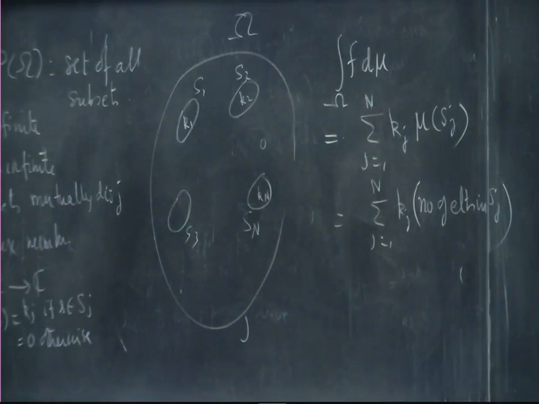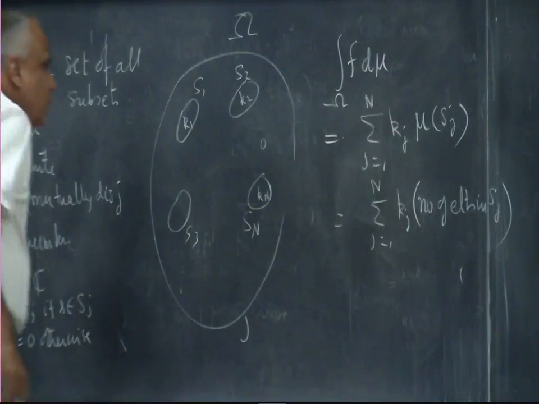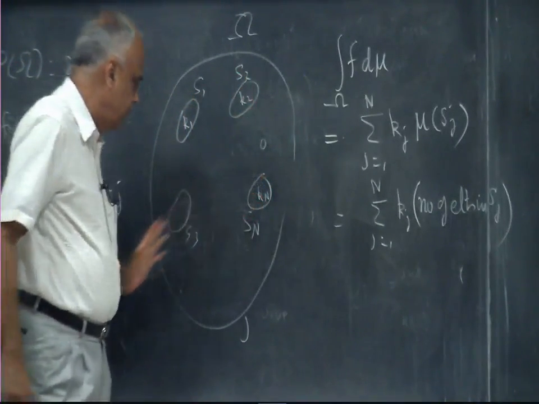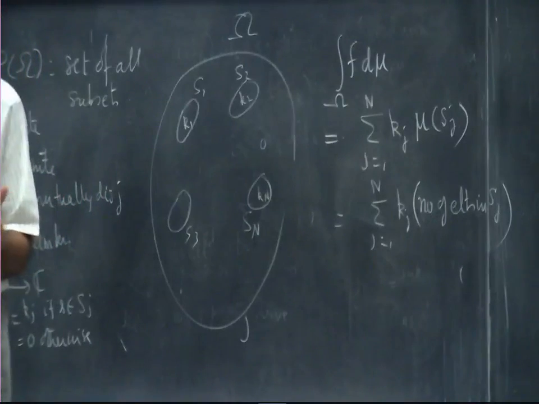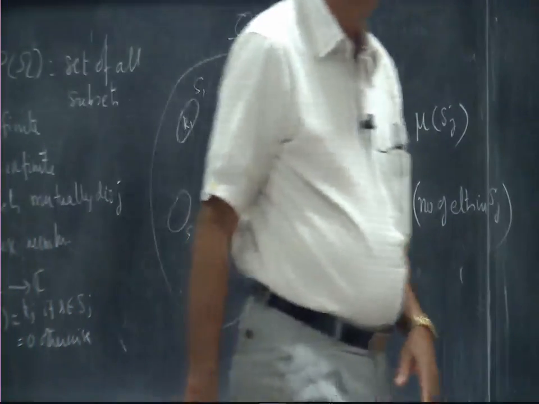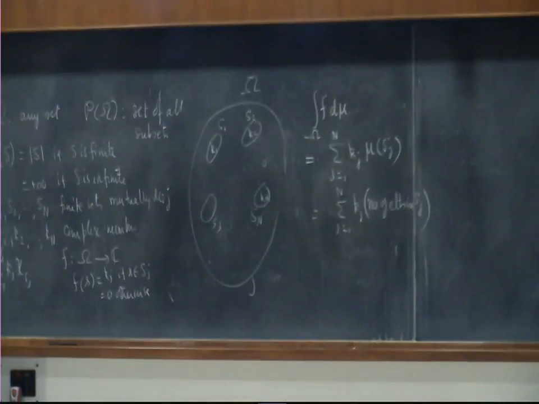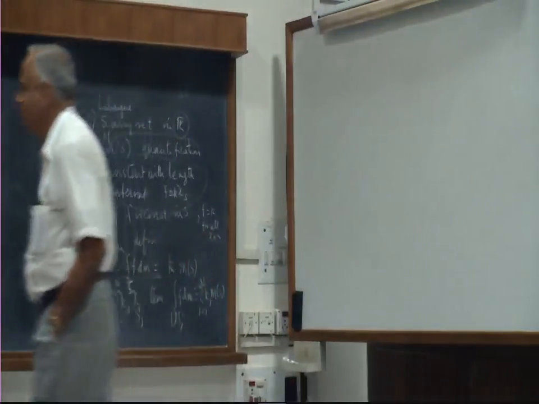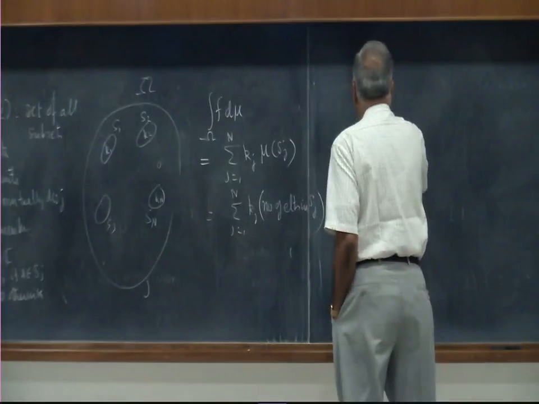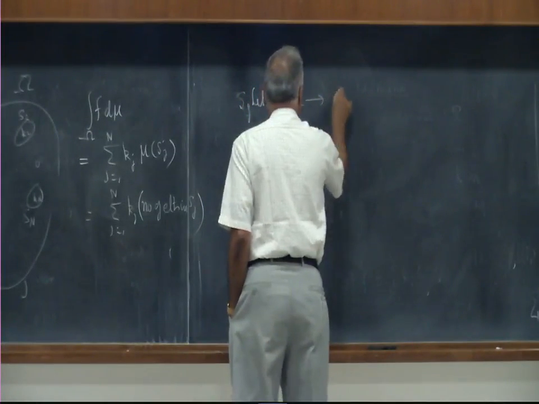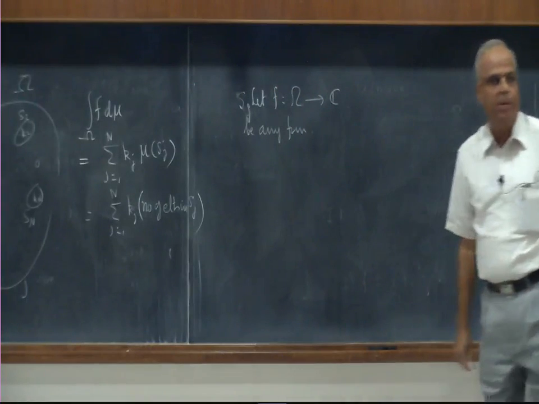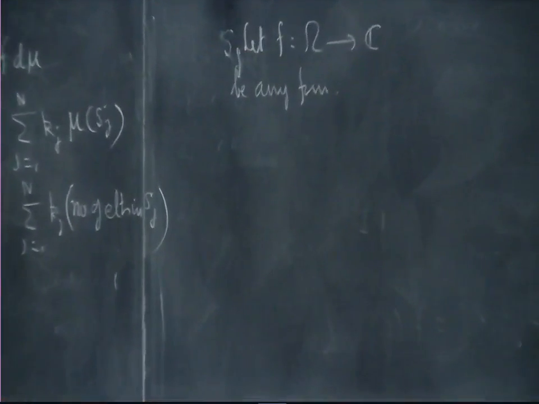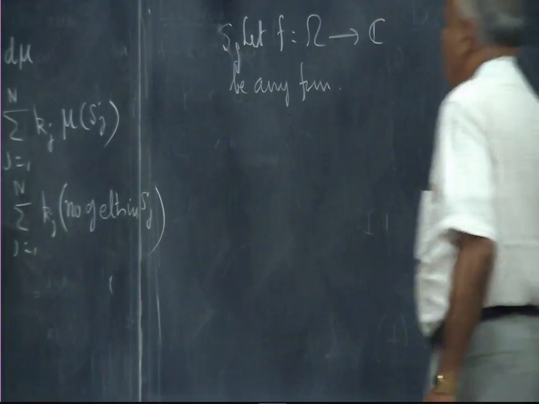So that's roughly the idea that I am having. Now you see, these are all the points, for example, of the function that I wrote, at which the function is not zero, and at all other places the function is zero. So we call the set of all points where the function is not 0 the support of the function. So let f mapping omega to C be any function, which maps every point in omega to a payoff amount, which is a complex number.